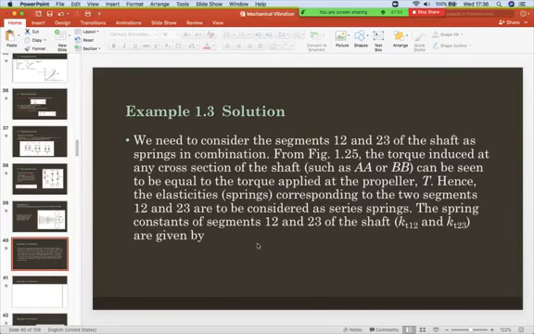So we need to consider segments 12 and 23. We have to consider the torque induced, because we have a propeller shaft and torque applied at the propeller, hence the elasticity spring. Again, we mentioned the three components of vibration: elasticity, spring, corresponding to the two segments 12 and 23, to be considered as series springs. So we mentioned already series springs, parallel springs.